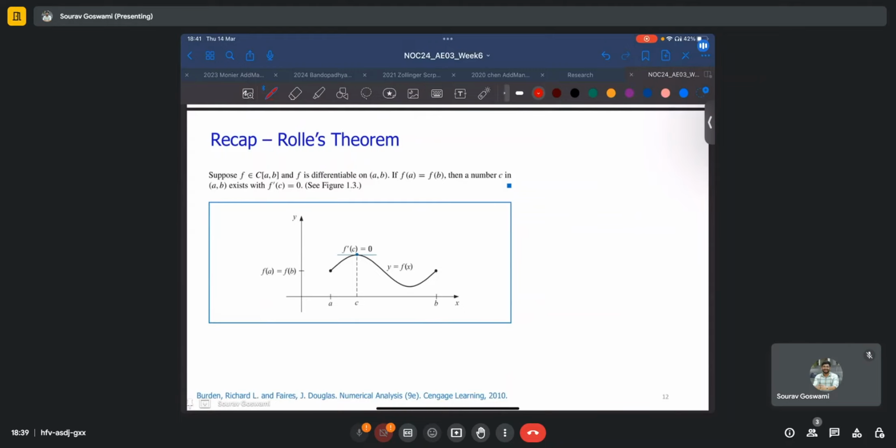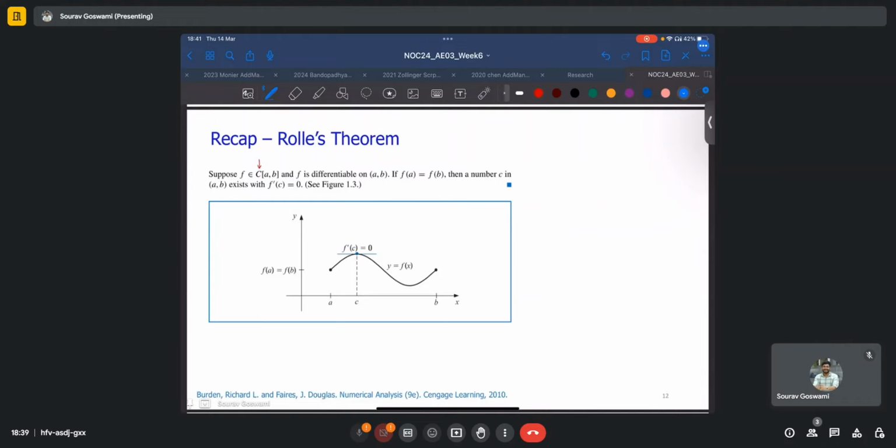Suppose f is continuous, this symbol means continuous, on the closed interval [a, b], and f is differentiable on the open interval (a, b). If the values of the function at a and b are the same, then there exists a number c in the open interval (a, b) with the derivative of the function at that point equal to 0. And here we also have an illustrative figure.